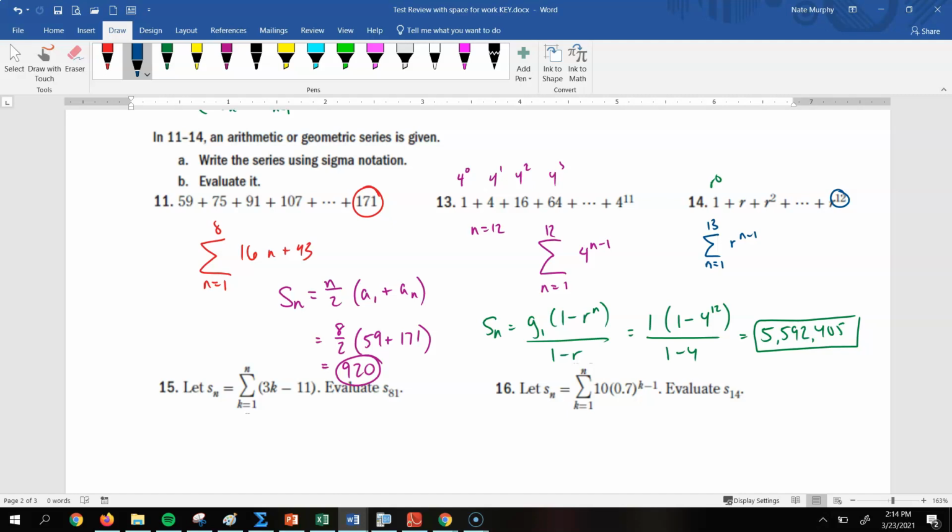would be your sigma notation. So to evaluate it in part B, this one, it's just going to stay the formula. And you could just have, again, 1 times 1 minus r to the nth power, which is going to be to the, I'm sorry, no, 13th power. My bad. Divided by 1 minus r. So we could just leave it like that. So that would be your answer for part B.